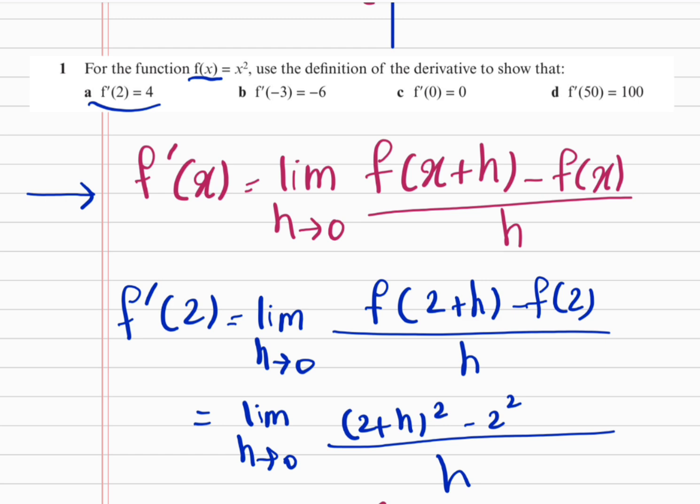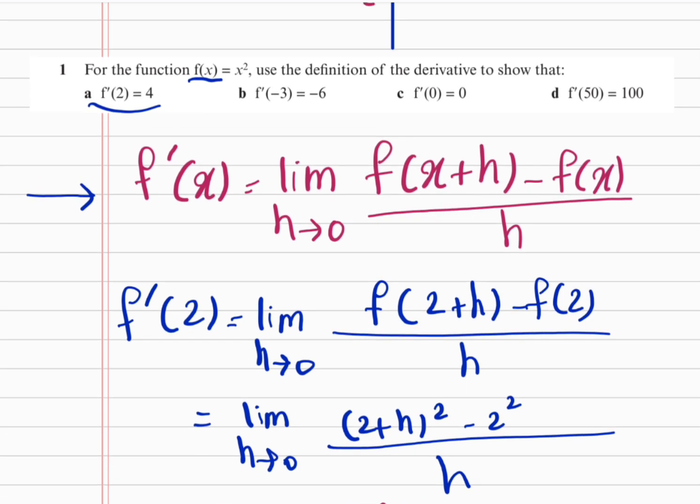And obviously, those of you who know how to differentiate x squared, it makes sense, because x squared differentiates to 2x, and then substituting 2 into 2x, you get 4.